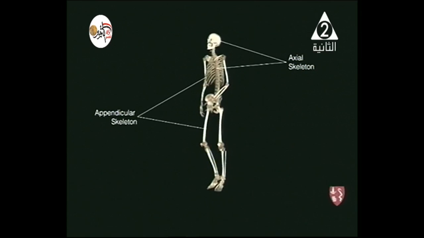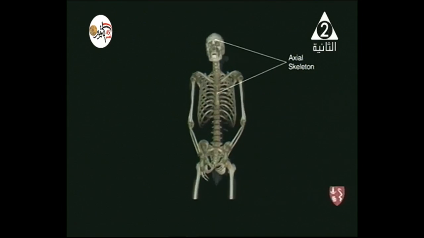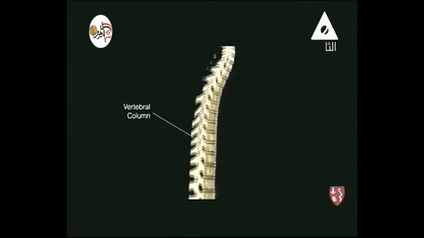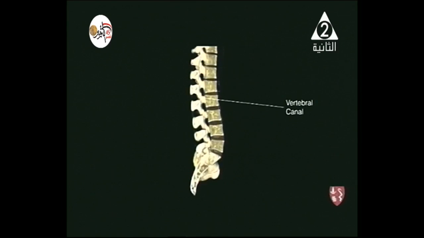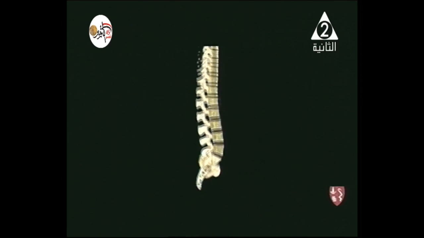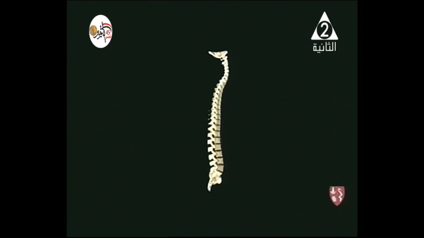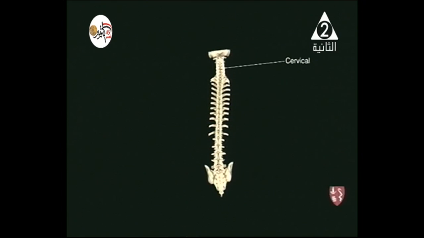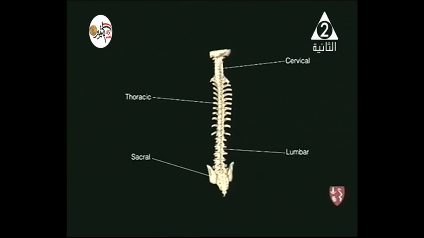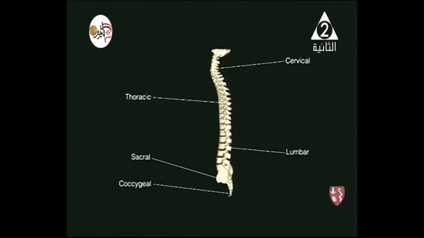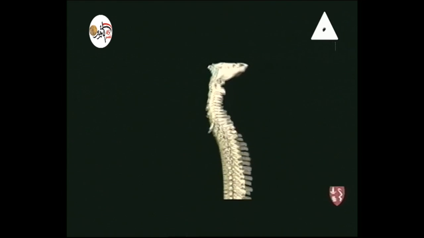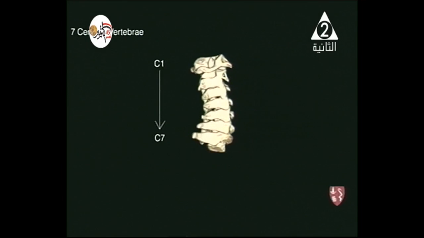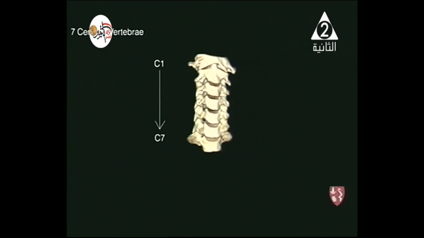Our skeleton has 2 main parts, appendicular and axial. Axial: skull, vertebral column, and thoracic cage. The vertebral column, as you observe right now, contains a vertebral canal or neural canal. The upper vertebrae are called cervical, and their number is 7. The next type are thoracic, they are 12. The third, lumbar, they are 5. And the last, they are 4 fused coccygeal vertebrae.